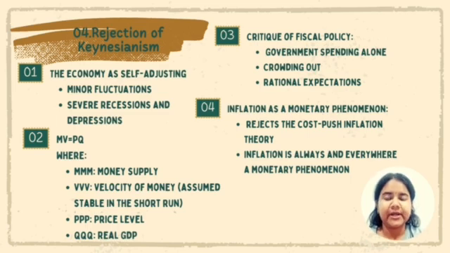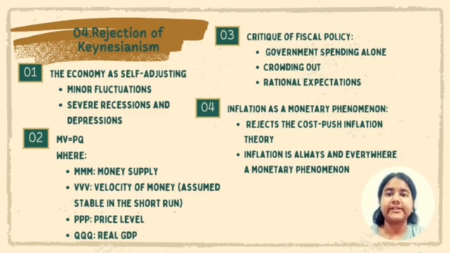According to this view, increased money supply leads to a proportional rise in nominal GDP, either through higher prices or increased output, whereas monetary changes work independently of interest rates, challenging Keynesian models that rely on interest rates to mediate the effects of monetary policy. The third point is the critique of fiscal policy.